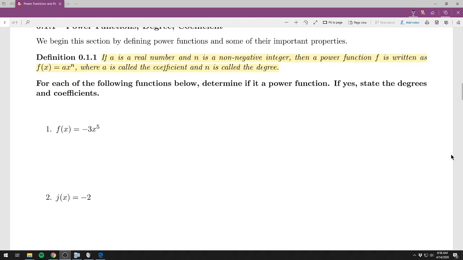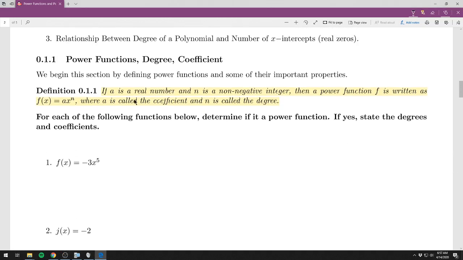Okay, so begin by defining what a power function is. Right, if a is a real number and n is a non-negative integer, so it's 1, 2, 3, 4, positive whole number, then I guess we can include 0 because I'll have an example of that. But then a power function f is written as f of x equals a times x to the n power. A is called the coefficient and n is called the degree.